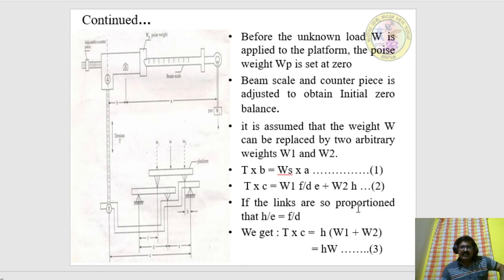If the links are so proportioned that the ratio H by E is equal to F by D, then we can get T into C is equal to H into W1 plus W2. Then W1 plus W2 put together, I'll write as W. Then T into C is equal to H into W. I'll call this equation 3.